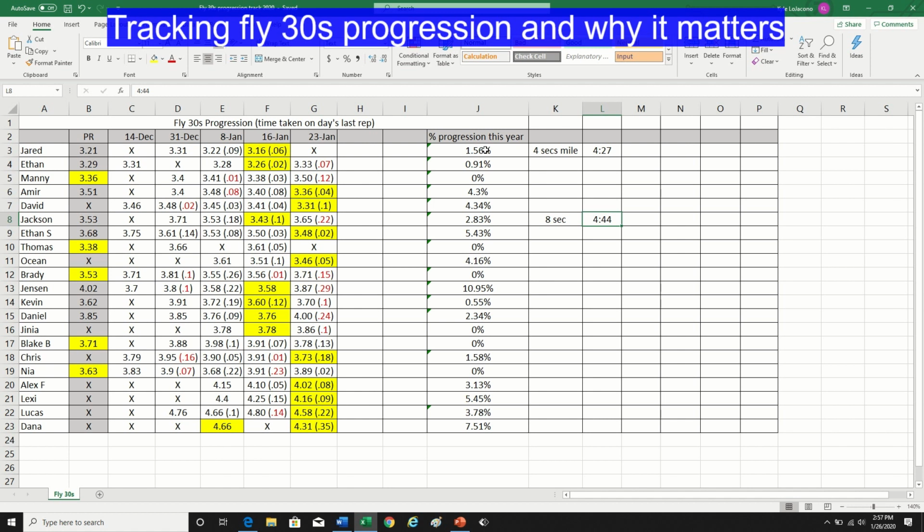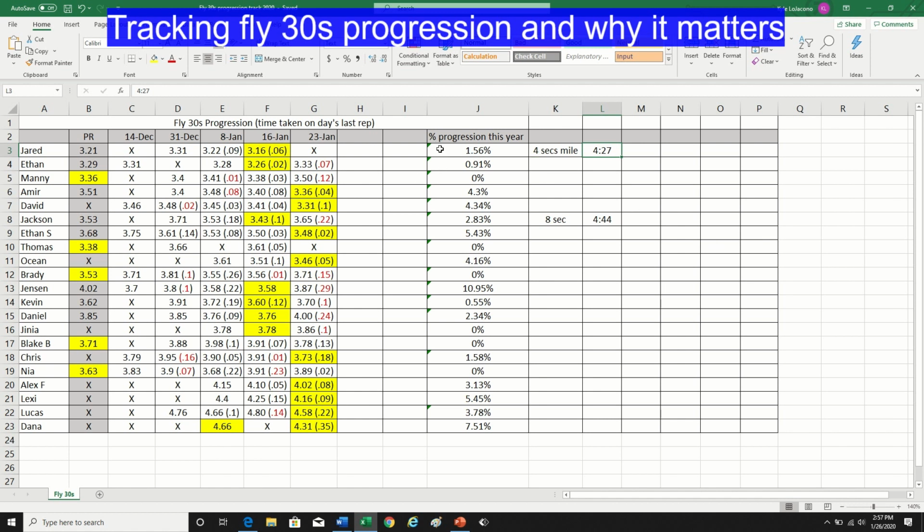Jared has a current mile PR of 4:31. If I go through and figure out what 1.56% of that is, it's about 4 seconds. So I could say theoretically right now Jared could run 4:27 in a mile, a 4-second PR from where he was at the end of last season.